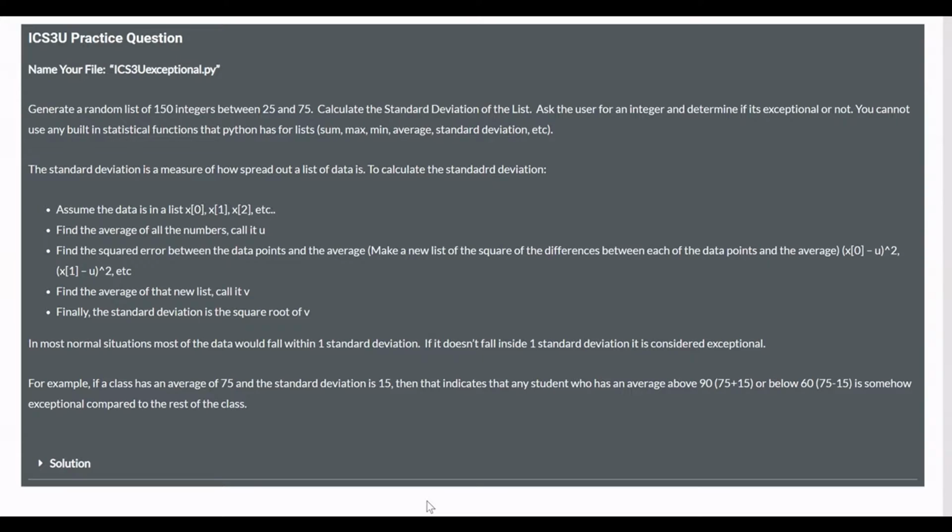So most of the data is centered around the mean, or the average value in the class, and that makes sense, right? If a value is outside of that range, you would consider it maybe an anomaly, where something went wrong with that particular piece of data. So that's what this program is aiming to do: we're checking whether numbers are exceptional or within one standard deviation of the mean.